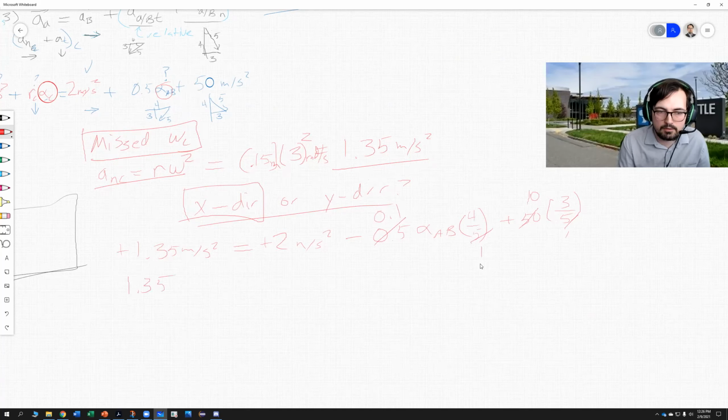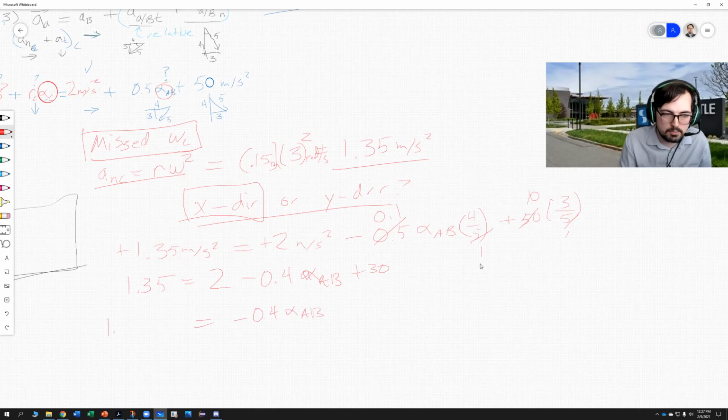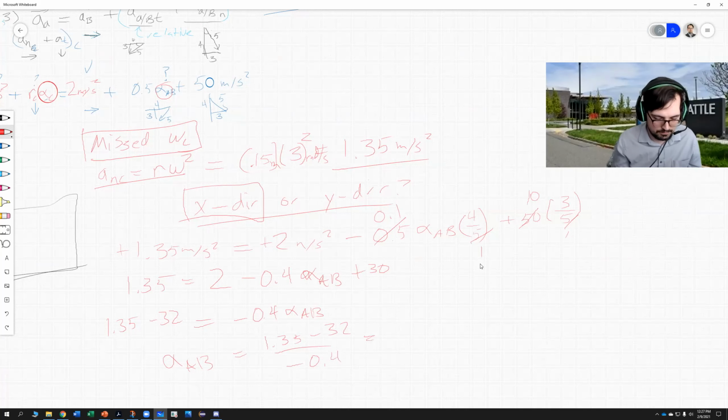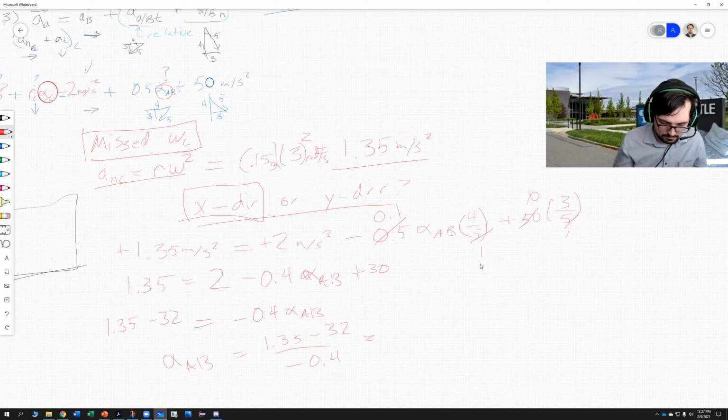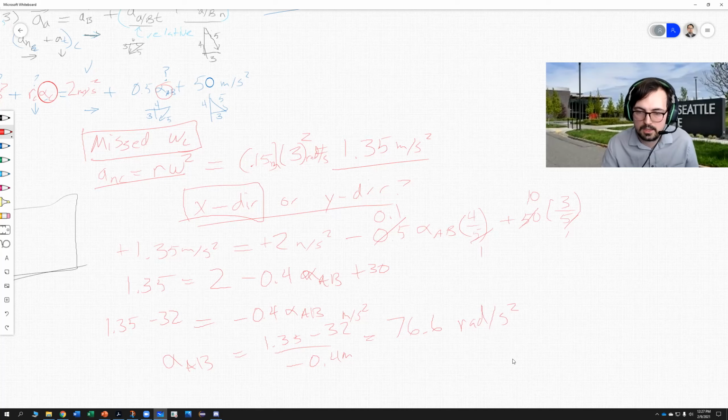So I've got 1.5 minus 0.4 alpha AB, excuse me, plus 30. Simplifying this, I've got negative 0.4 alpha AB equals 1.5 minus 32. So alpha AB looks like 1.5 minus 32 divided by negative 0.4. Let me just do that calculation really quickly. Divided by 0.4, this is going to be 76.6. Now I remember that all of these are meters per second squared, and this is radius in meters. So I get 76.6 rads per second squared because the meters cancel out.